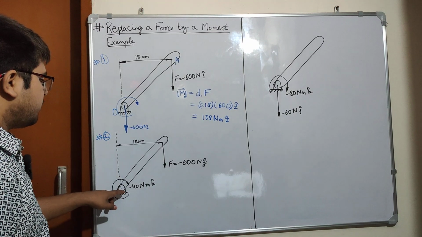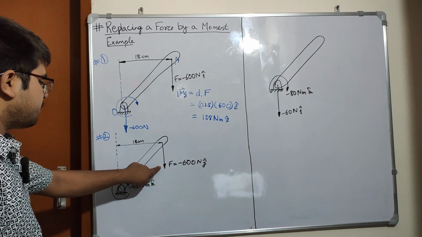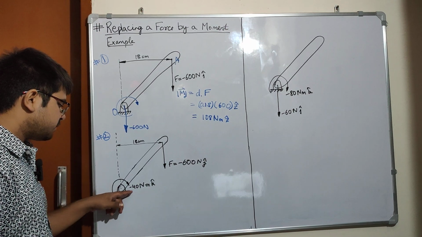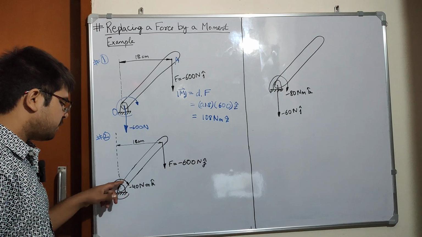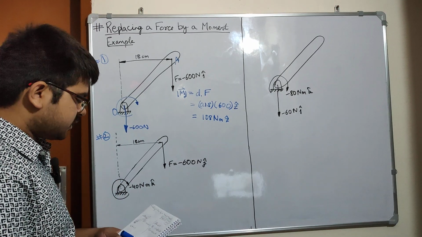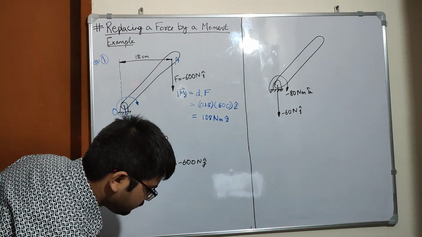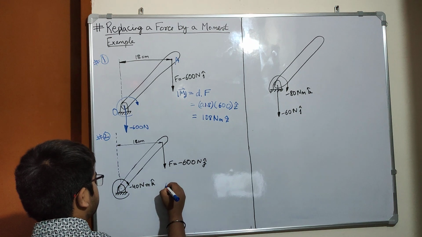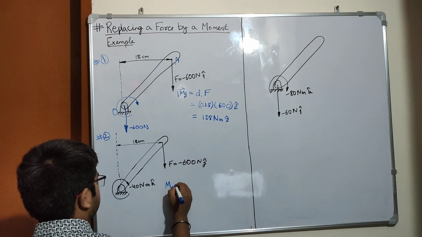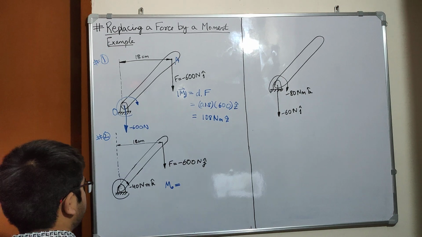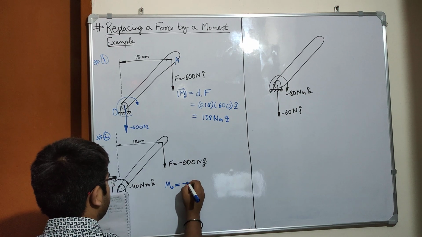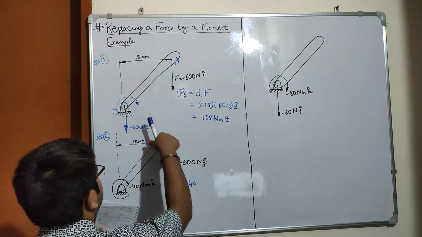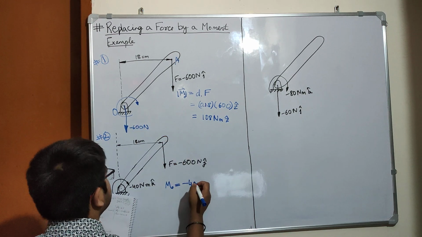In example number 2, we'll have to displace this force F from here to here, but in this case we already have a moment here which is minus 40 Newton meter in the clockwise sense. So how will we do that? Just simply we will say M_O equals minus 40, that is already present here, plus this, and this is in the clockwise sense, so it will be in minus direction.